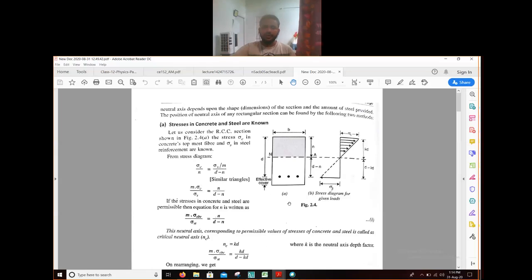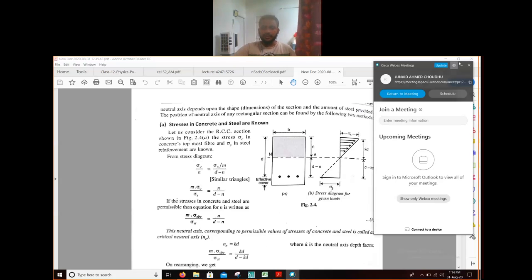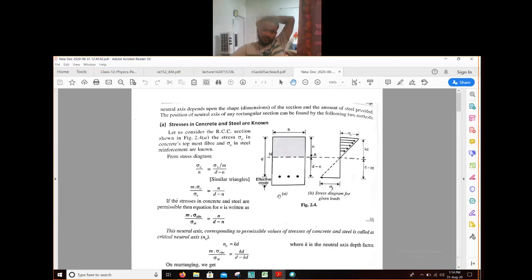Today and in the next few classes also, we will discuss briefly working stress theory: in working stress theory, how we will analyze a singly reinforced beam or a doubly reinforced beam. These things we will discuss. So now we are discussing the singly reinforced beam.